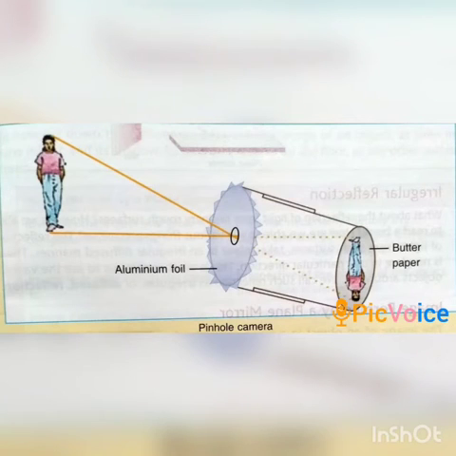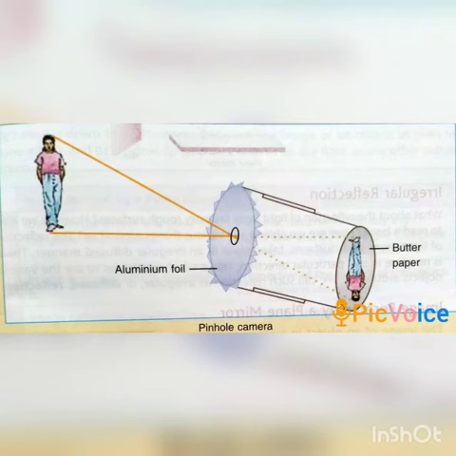Now, the next topic from this chapter is the pinhole camera. The pinhole camera is a simple application of the property of light, that light ordinarily moves along a straight line. We can make a simple pinhole camera by taking a cylindrical or a rectangular box. Now, how can we prepare a pinhole camera? I'm going to explain it.